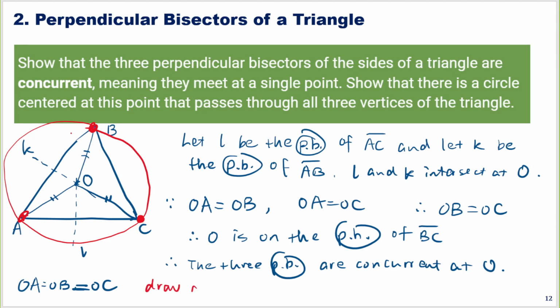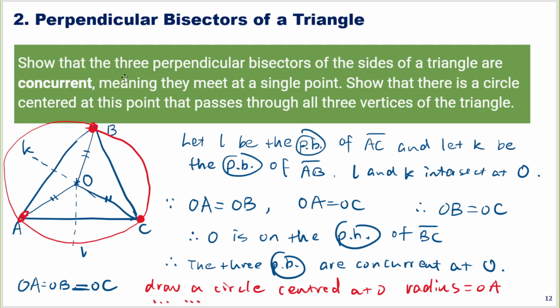So if you draw a circle centered at O, radius equals OA, then we have shown that there exists a circle that can pass through all of the three vertices of the triangle. That completes the second task, right?